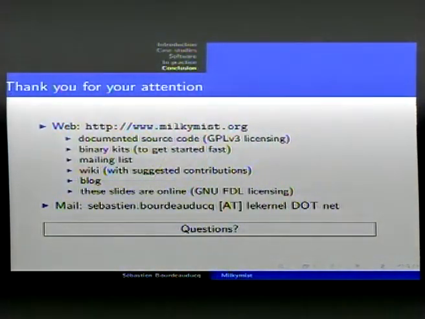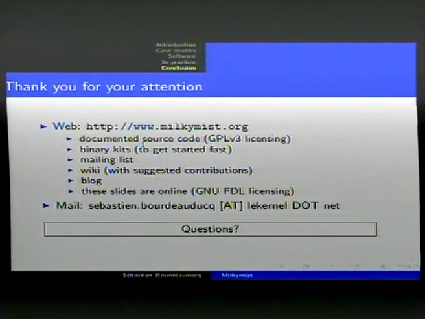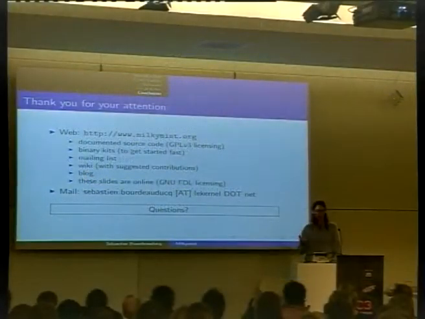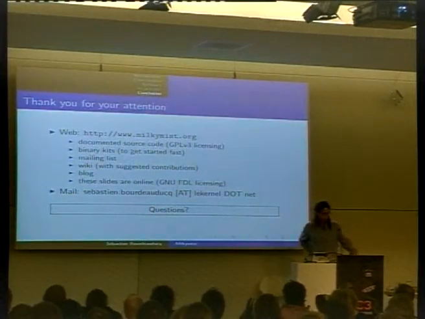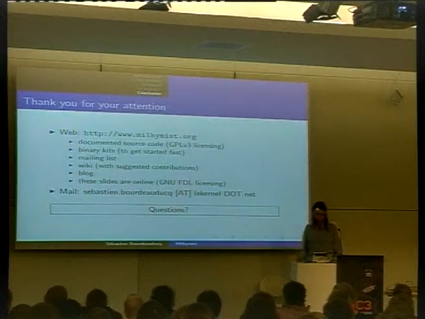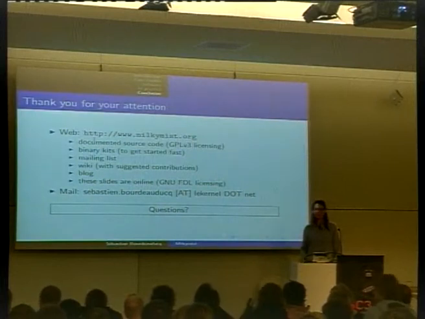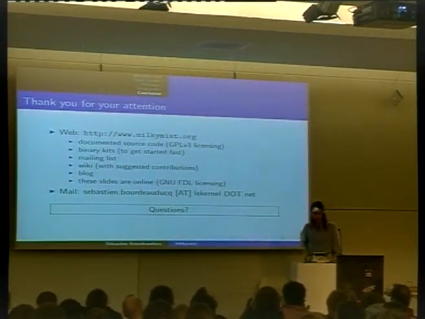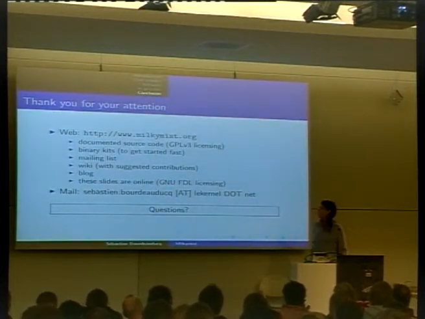If you want some more information, you can check out the website. You can get the documented source code, which has a GPL v3 license. You can get binary kits, which have precompiled stuff for FPGA boards. So if you have a supported FPGA board like this one, you can just flash it, and you will get it running in a few seconds or minutes. You have mailing lists if you want to stay tuned. You can edit the wiki. There is a list of contributions if you want to help a little bit with projects. You can find project news on the blog as well. And of course, these slides are also online.